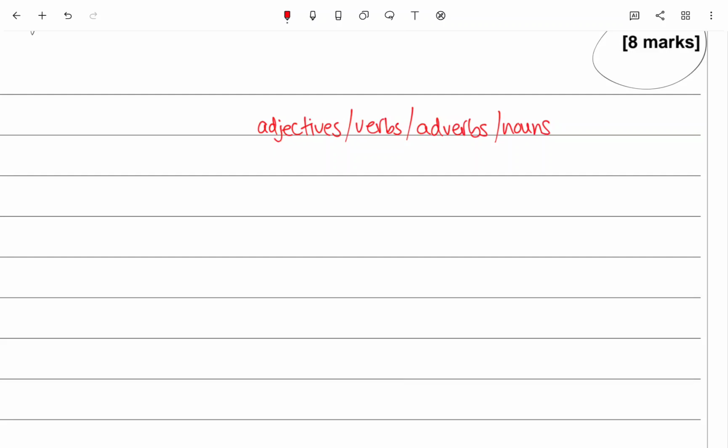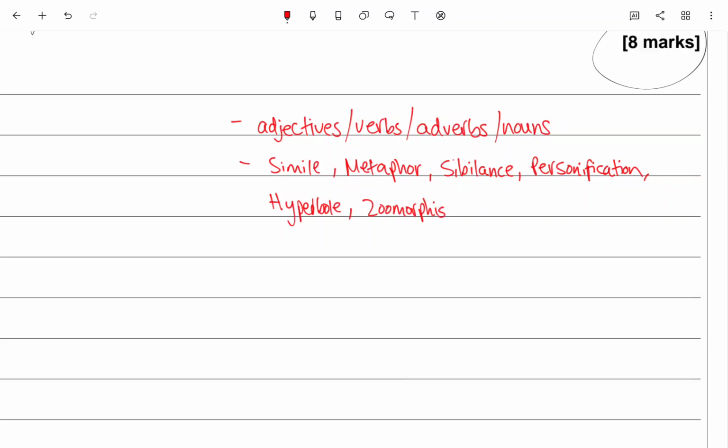Alongside that, what are other things that you may find in your paper? Every year you'll find these techniques as well. Okay, so simile. You will find metaphor, okay, sibilance, personification, etc. So the list goes on and on, but these are common reoccurring devices that you'll find in papers. So you can use this to help you analyze language. You may find hyperbole, zoomorphism, okay, pathetic fallacy. That's a common one as well.